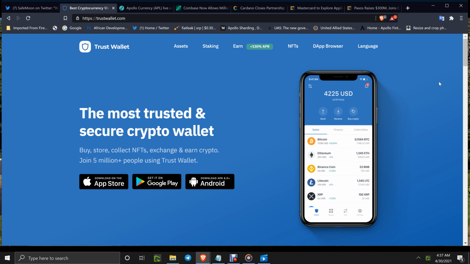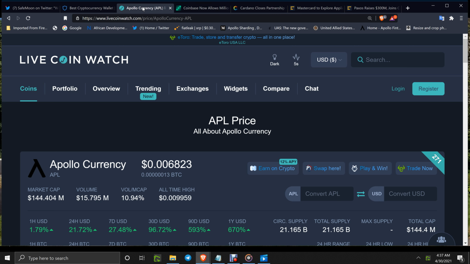These daily payments are coming from the penalties that the sellers are paying. If you sell right now for SafeMoon, there's a 10% selling penalty that goes to the holders. So you get a daily payment.